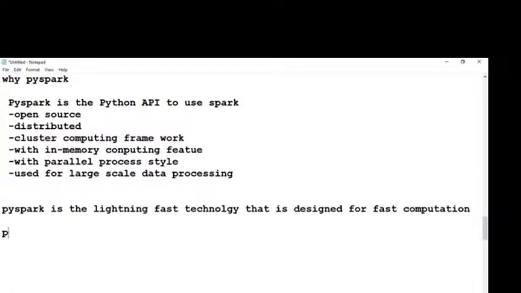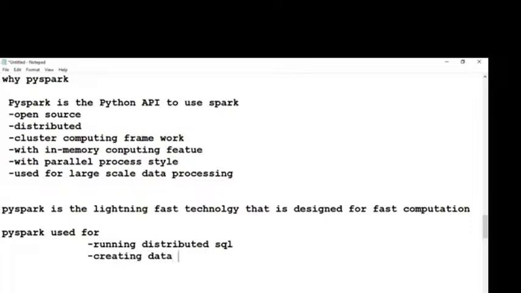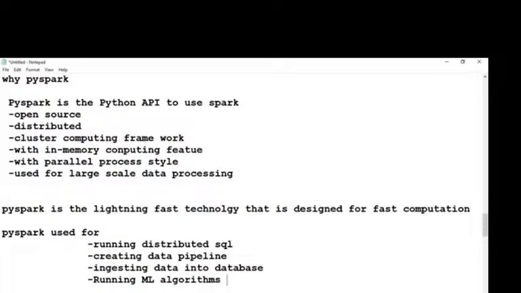So PySpark is used for running distributed SQL, creating data pipelines, ingesting data into databases, running ML algorithms, working with graphs and data streams.